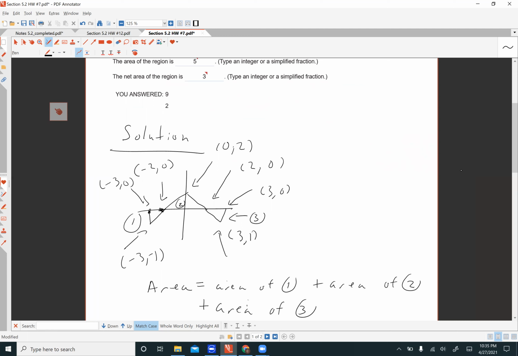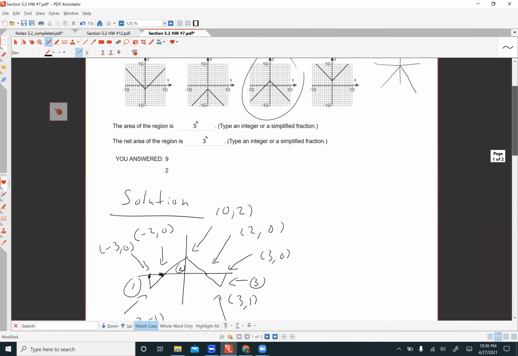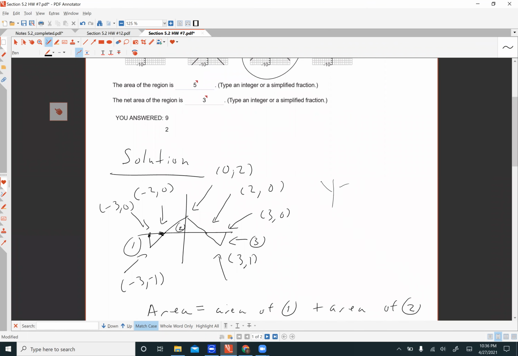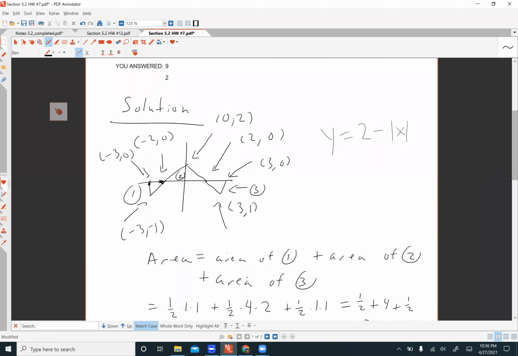Okay, so where does it intersect? Let's just look at triangle 2. Where are the points of intersection? On the y-intercept, this point here is (0, 2). Remember the graph of the function: it intercepts the x-axis at 2 and -2, right? So (-2, 0) and (2, 0). So we know that the base is 4 and the height is 2. So the area of the part above the x-axis is 1/2 times 4 times 2.